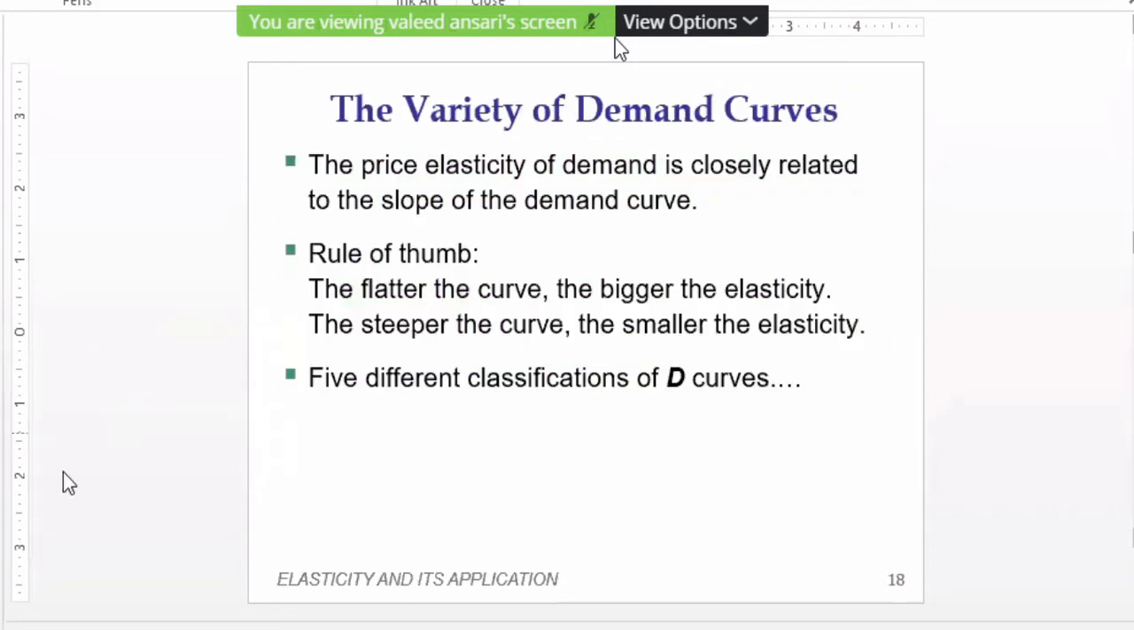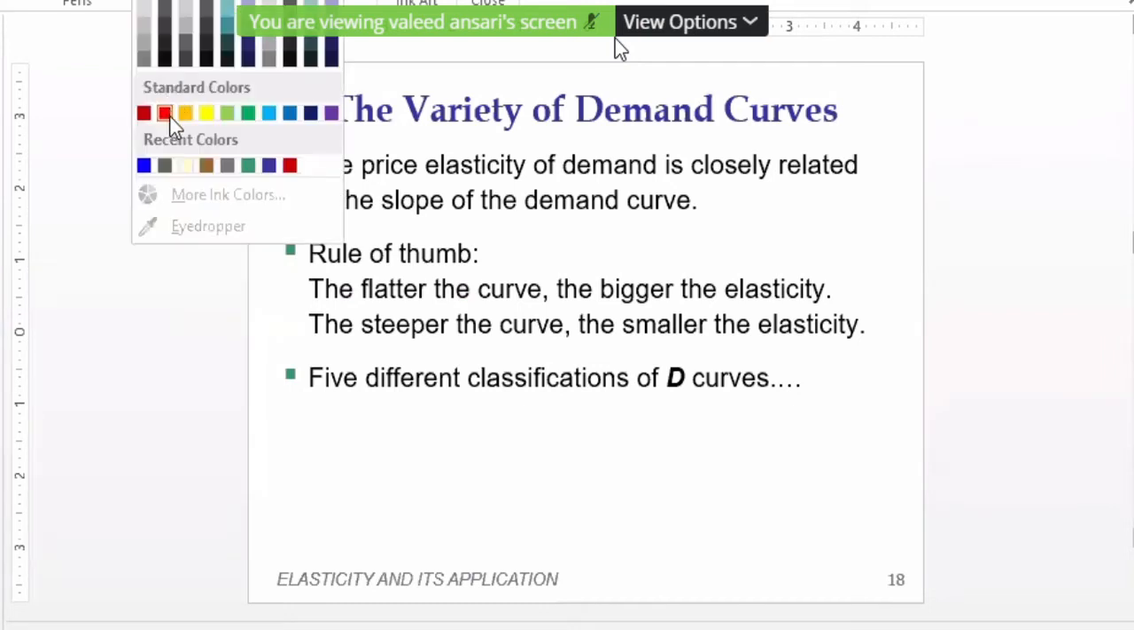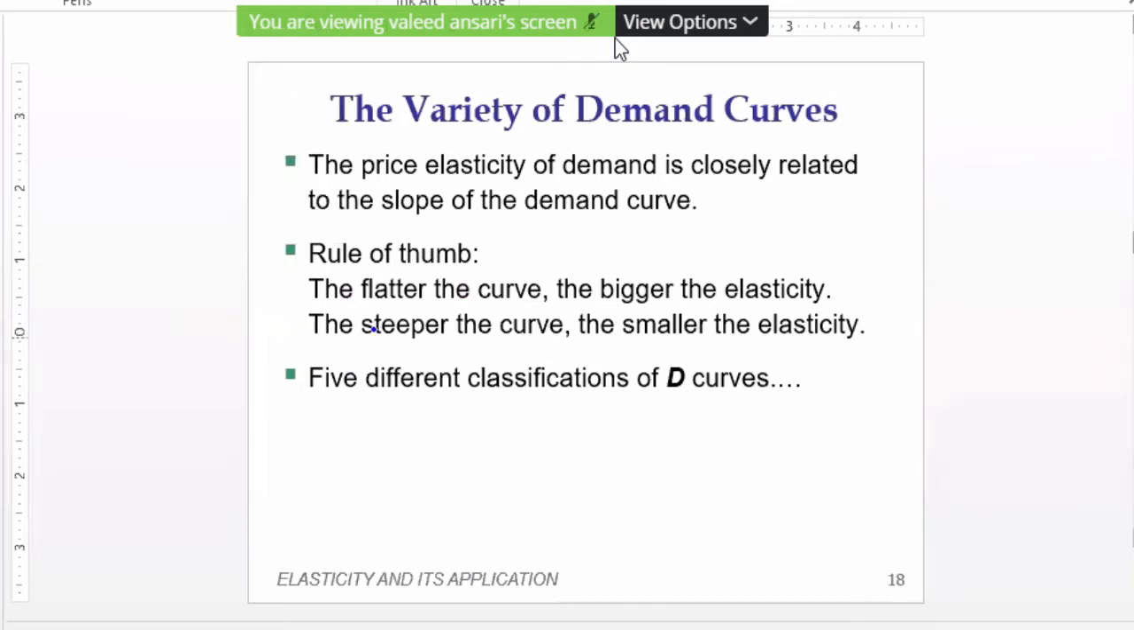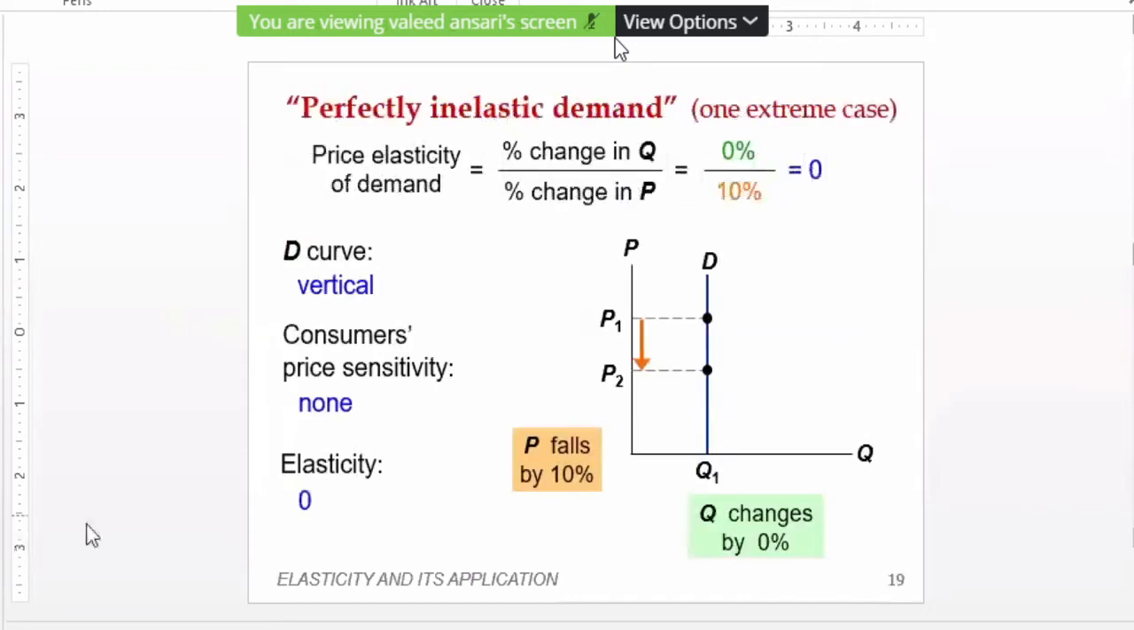Now, given this, we can have the kind of demand curve which we have discussed, the relationship between price and quantity demanded. But there are some theoretical and other types of demand curves which require explanation because they have implications for our understanding of these results. So we start with the perfectly inelastic curve.